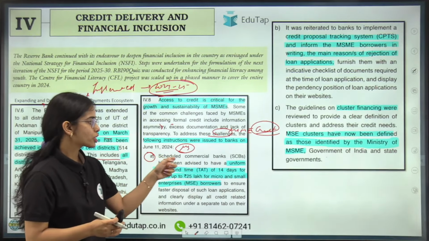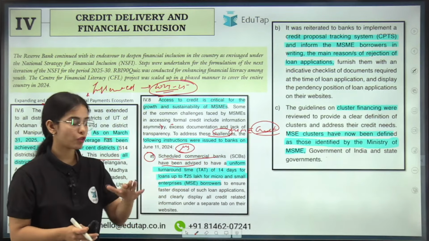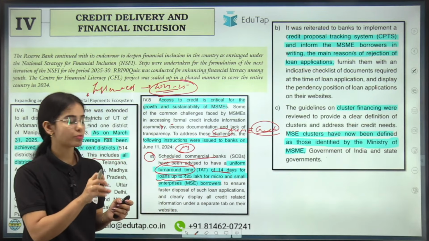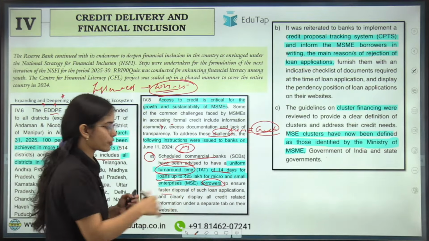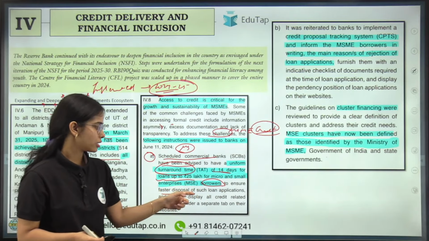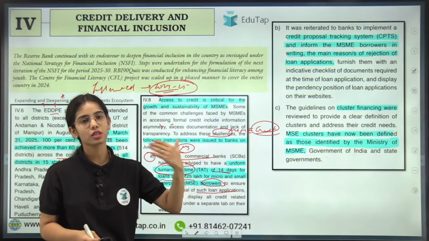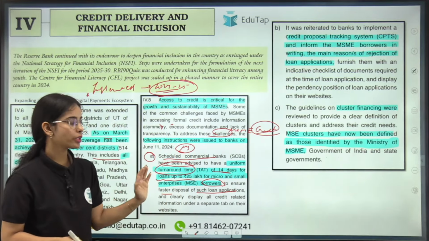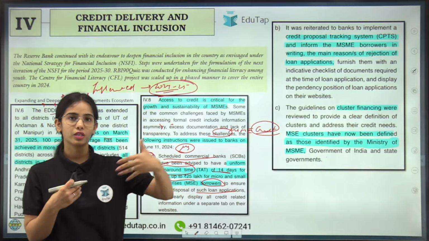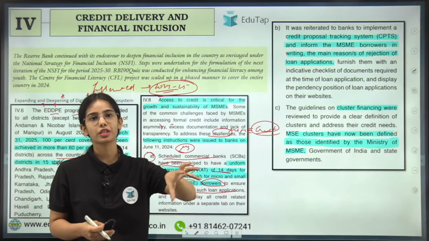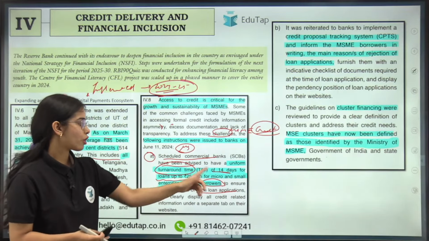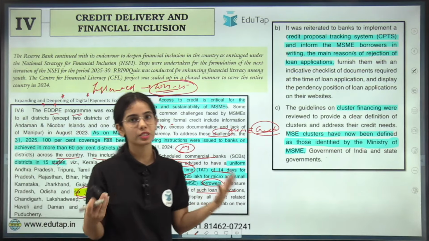So scheduled commercial banks have been advised to have a uniform turnaround time of 14 days for loans up to 25 lakh for micro and small enterprises borrowers, to ensure faster disposal of such loan applications, completing these loan applications. So turnaround time means receiving the application and completing that application. So turnaround time should reduce to 14 days. So scheduled commercial banks were advised to have a uniform turnaround time of 14 days for loans up to 25 lakh for the micro and small enterprises.